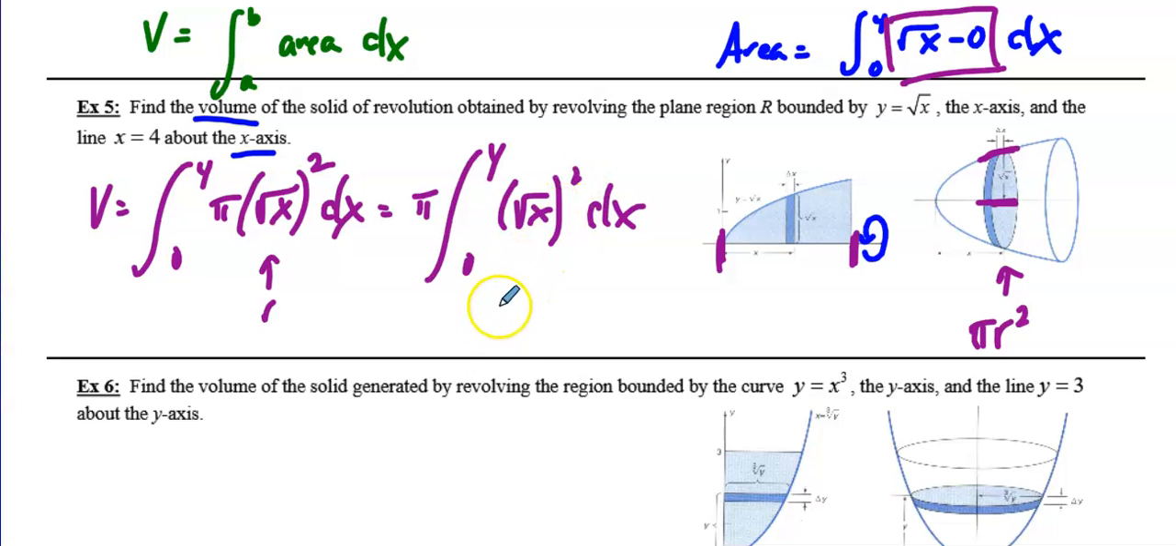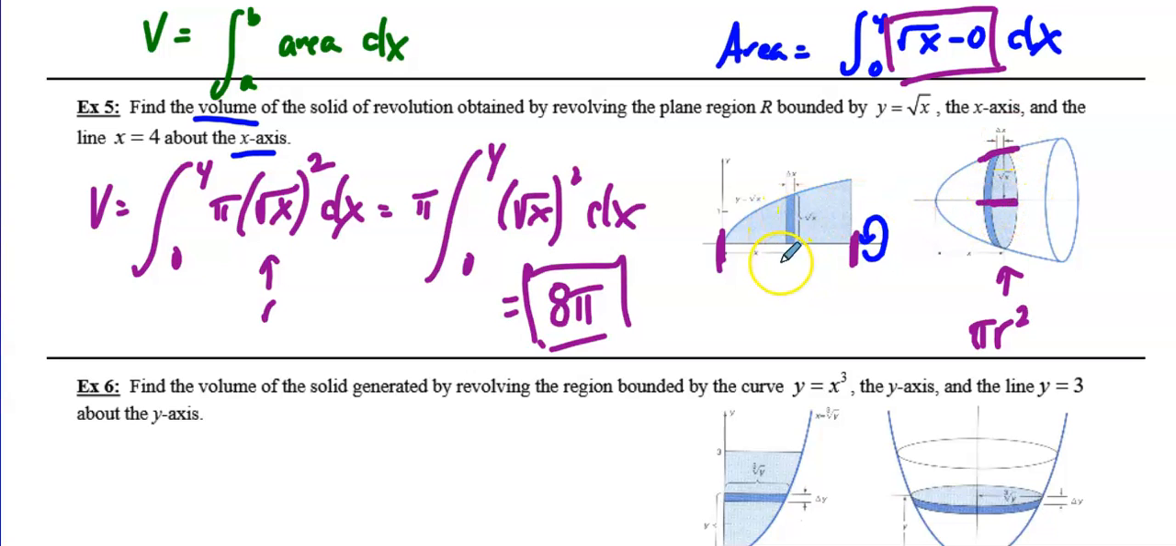And so when we plug this into, well, we actually don't necessarily need to plug this into our graphing calculator, but we could solve this by hand. But the video today is not about that. So if we do this by hand, we're going to get that this answer is going to be 8 pi. Okay?